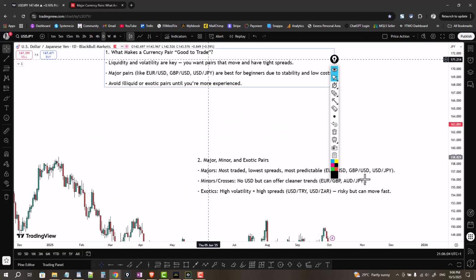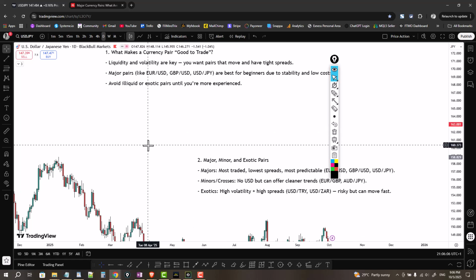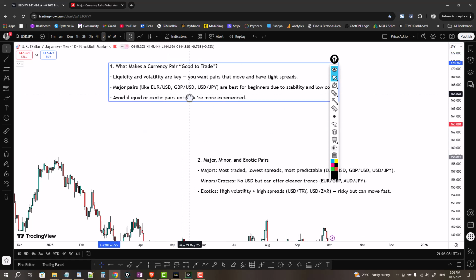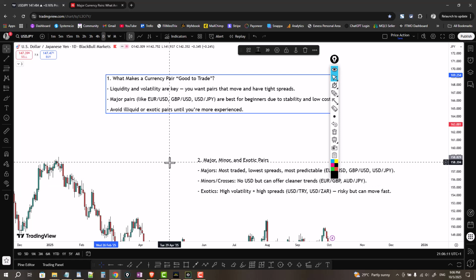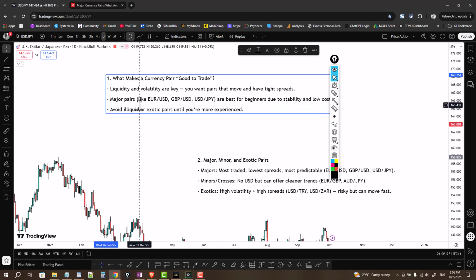So again, cycling back to what we were talking about. If you're just getting started, the best way to choose which currency pair is good to trade is to stick with the currency pairs which have the most liquidity and volatility. And these are found in the major currency pairs, which often include Euro USD, GBP USD, USD JPY, amongst a host of others.